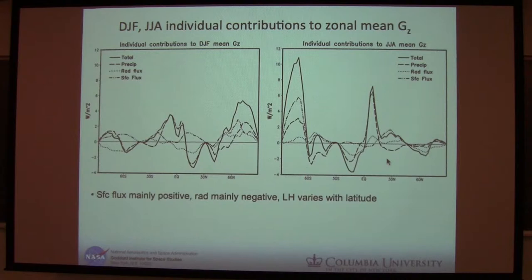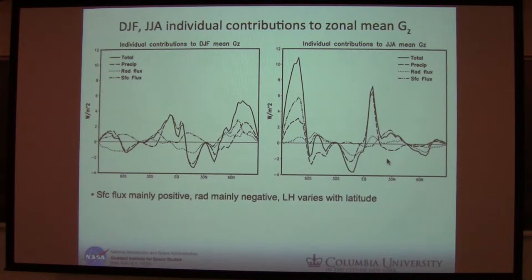Here we have our December, January, February, June, July, and August contributions of individual diabatic heating terms to GZ. This and all subsequent plots are area weighted. So we see here the total is the solid line. Precipitation is the dashed line for latent heating. Radiative fluxes are the dotted line, and the dash-dot is surface fluxes. We see from looking at this that the surface flux contribution is mainly positive. The radiative contribution is mainly negative, and the latent heating contribution varies with latitude. Another thing to note here is that all of the contributions of all the different terms are roughly the same magnitude.